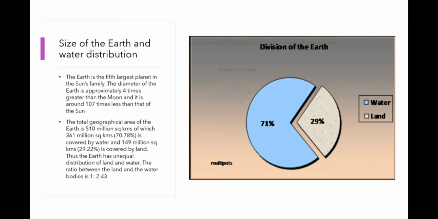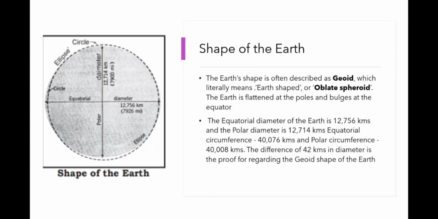Then we go to the shape of the earth. As I have told, earth is spherical. Now in geography, we have given a specific name to the shape of the earth. The earth's shape is the oblate spheroid. It is often described as geoid, which literally means earth-shaped. The earth is flattened at the poles and bulges at the equator.